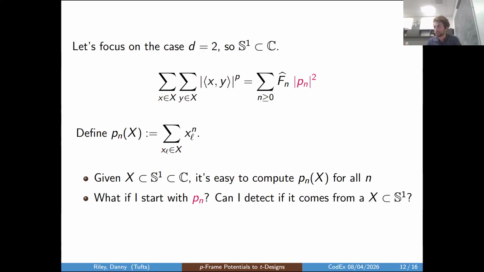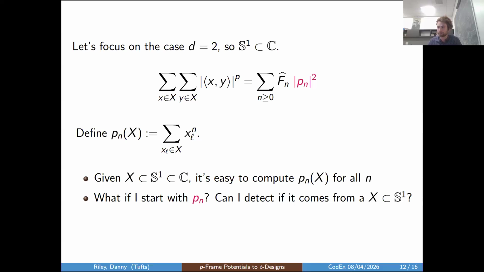For example, if I choose P_n equal to 0 for all values of n, well, we know the only configuration that can do that is just the 0 vector over and over and over again. Okay, so that doesn't come from a set of unimodular points. So what are the properties of these P_n's?